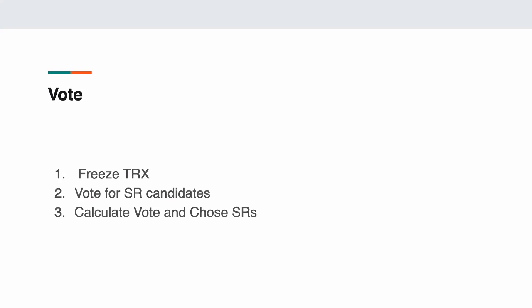For the vote stage, we have 3 processes. Firstly, users who have TRON link or any other TRON application need to freeze their TRX. After that, they can start to vote for the SR candidate. You can go to TRON scan or TRON link, which have a list of SR candidates. Then you can select and click vote. After that, the final step is to calculate the votes and choose the SR. SR is not SR candidate. In the TRON network, we have the top 27 SR. It means the top 27 with the most votes can be SR. So from SR candidate to SR, they have the right to produce blocks.